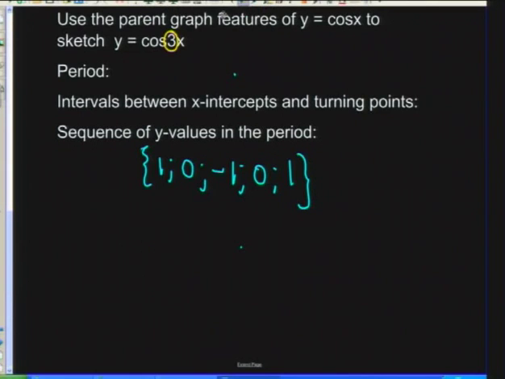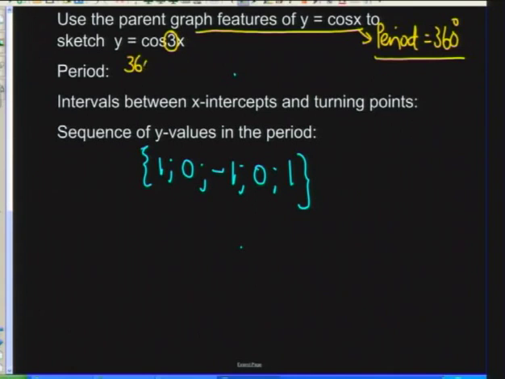So let's look at what is the new period if we have cos 3x. The parent graph's period is 360 degrees. So the new period for this graph will be what the parent graph was, divided by 3. So the new period is 120 degrees. Now, if we start at 0 degrees at 1, we now need to fit 120 degrees across 4 values.